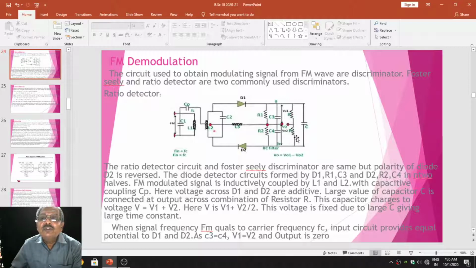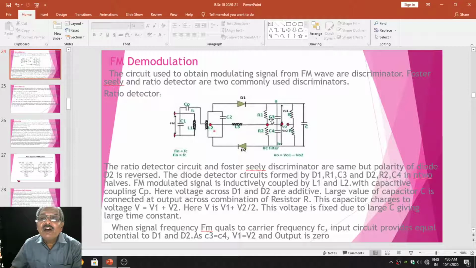At the output, across the resistance R, we are going to obtain the demodulated output as VO. A high value capacitor C is connected in parallel to the same circuit. This entire circuit is divided into two halves: one is the upper half and another one is the lower half.